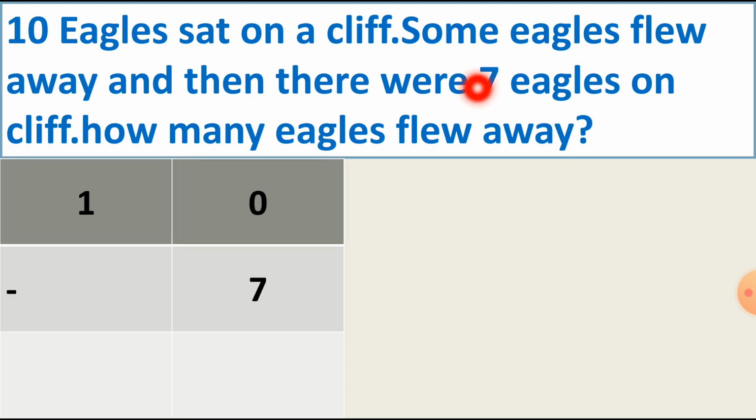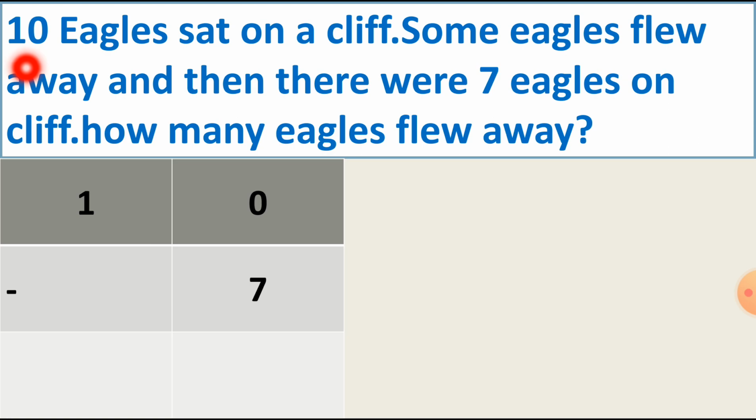Now let's see one more sum. 10 eagles sat on a cliff. What is a cliff and what is an eagle? I will show you in the picture after solving the sum. So 10 eagles sat on a cliff. Some eagles flew away. See this, away. And then there were 7 eagles on the cliff.